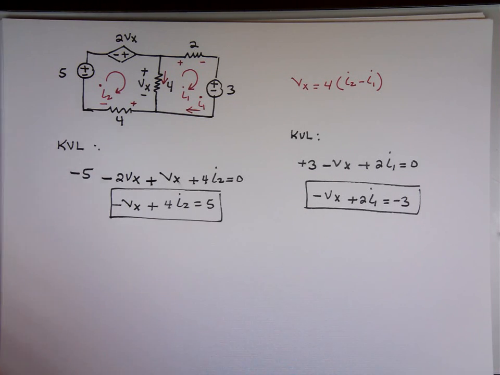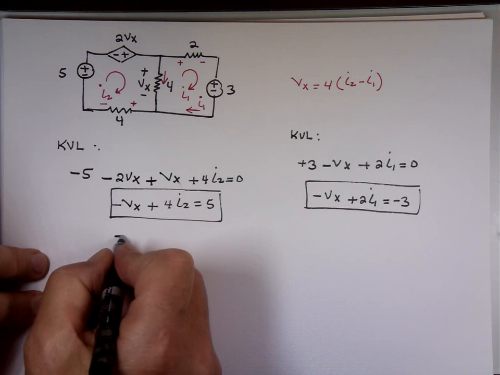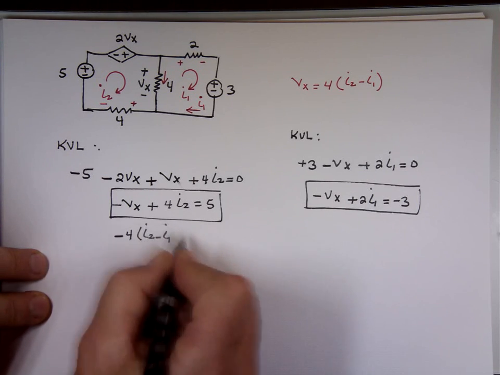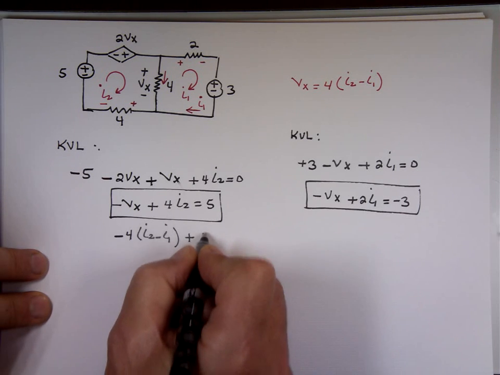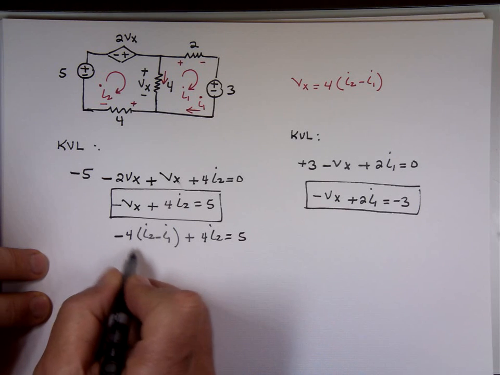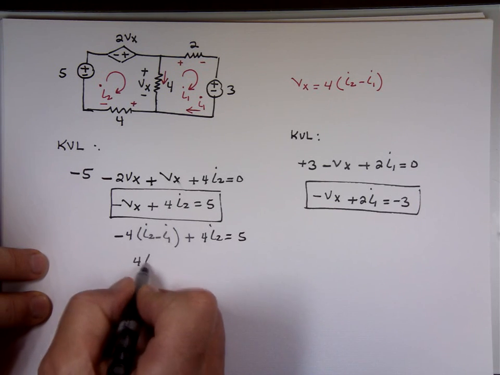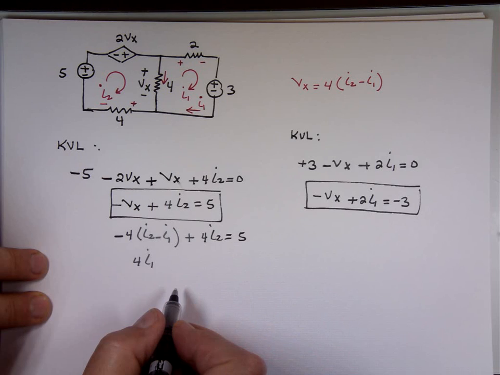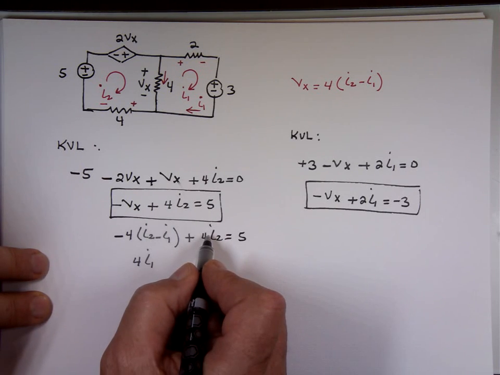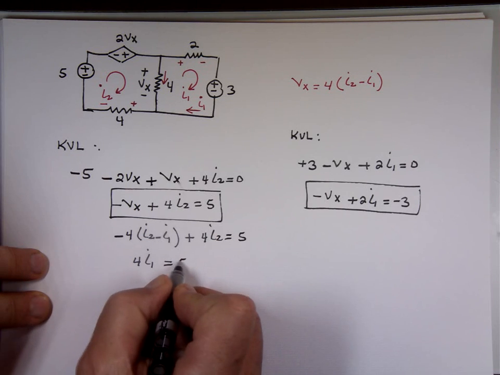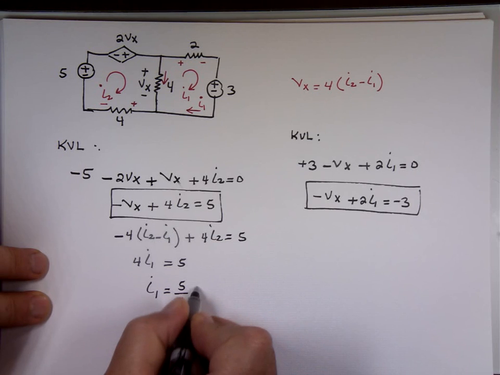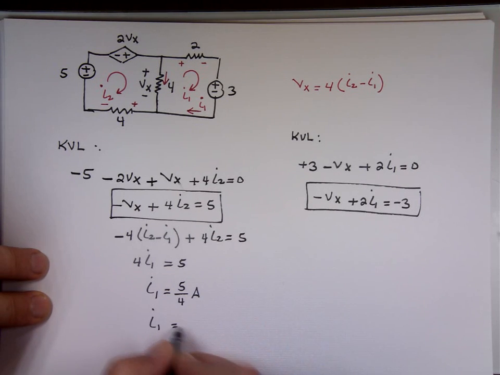2. And I'm done. So a negative 4 times I sub 2 minus I sub 1, plus 4I sub 2 is equal to 5. And if you do the math here, that's 4I sub 1, negative 4I sub 2 plus 4I sub 2, which is 0. So if my math is correct, that's 1.25.